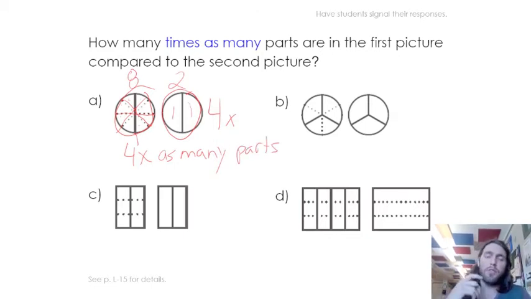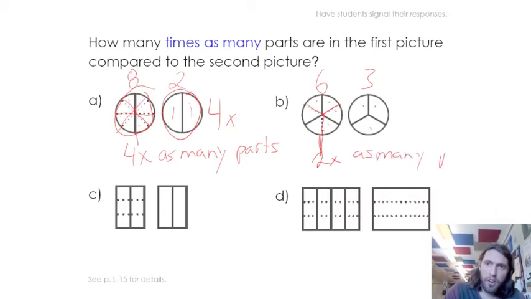Awesome. So let's go on to B. So we have 1, 2, 3 in this one. And let's see here. We have 1, 2, 3, 4, 5, 6. 6 in this one. So what do we need to multiply 3 by to get 6? I know you all know this. So this picture here has 2 times as many parts.